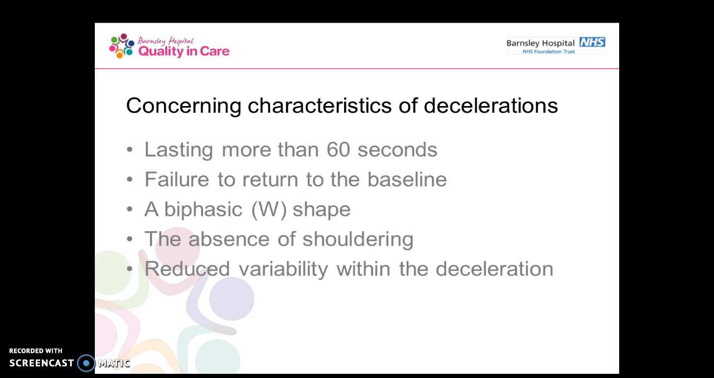If you've not got any shouldering on your deceleration, or if you've got reduced variability within your deceleration, these are concerning characteristics because these are indications that your baby is not being able to react as it should do to the hypoxic changes that it's experiencing, whether that's from cord compression or whether it's because your placental bed's being squashed during a contraction.